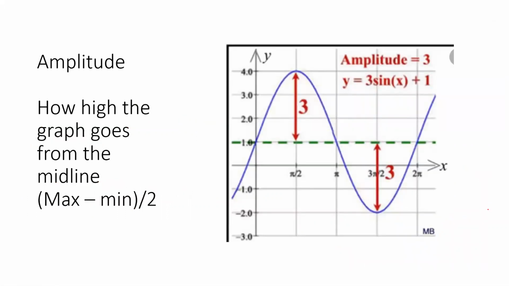Amplitude. Amplitude is how high your graph goes from the midline. So it's from your midline to your maximum or from your midline to your minimum. It's basically that distance from your midline to the peaks, however far those are. So the formula for amplitude is right here. You're going to take your maximum value, subtract away your minimum value and divide it by 2. So maximum minus minimum divided by 2 gives you your amplitude. That's the formula for it.